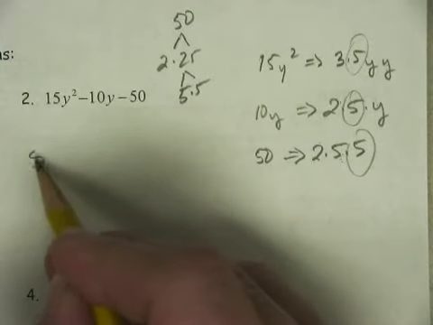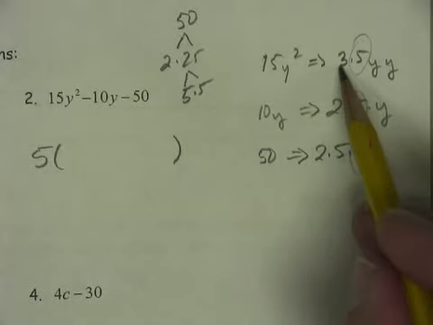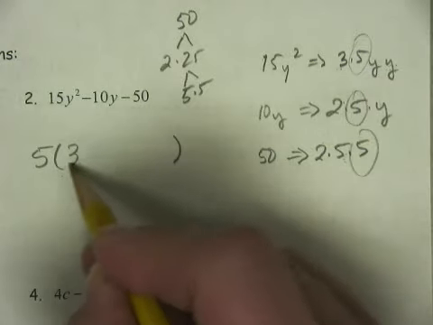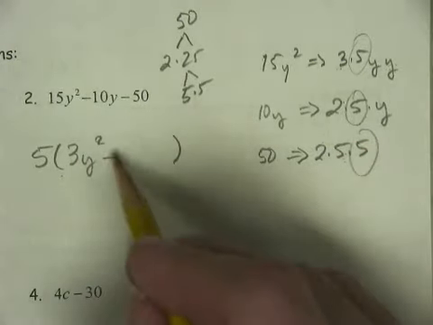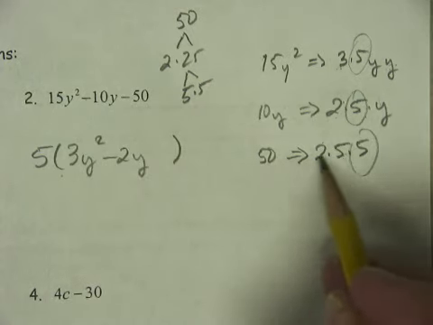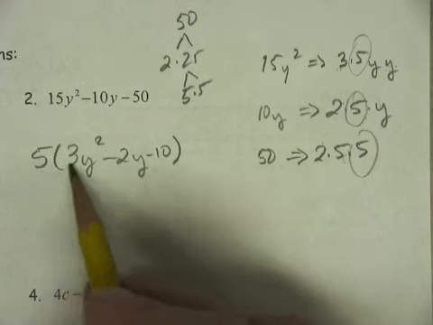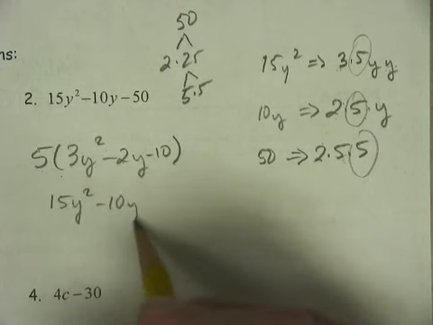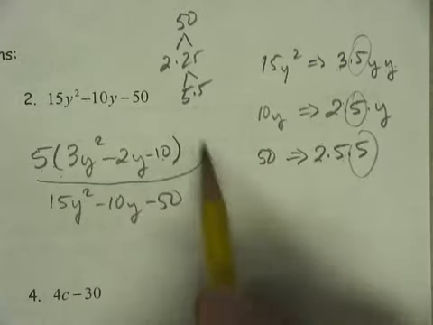So, remember, I write the GCF outside the parenthesis. Whatever's left is what I put back in. So it's 3y squared minus, from up here, 2y, and then minus 10. I can check it. 5 times 3 is 15y squared, minus 10y, minus 50. And if that's what I originally started with, then this is my answer.